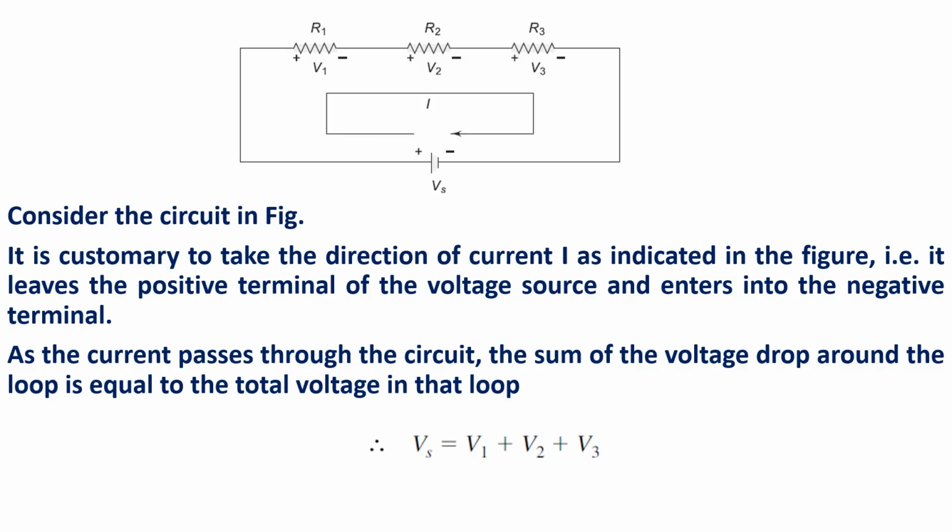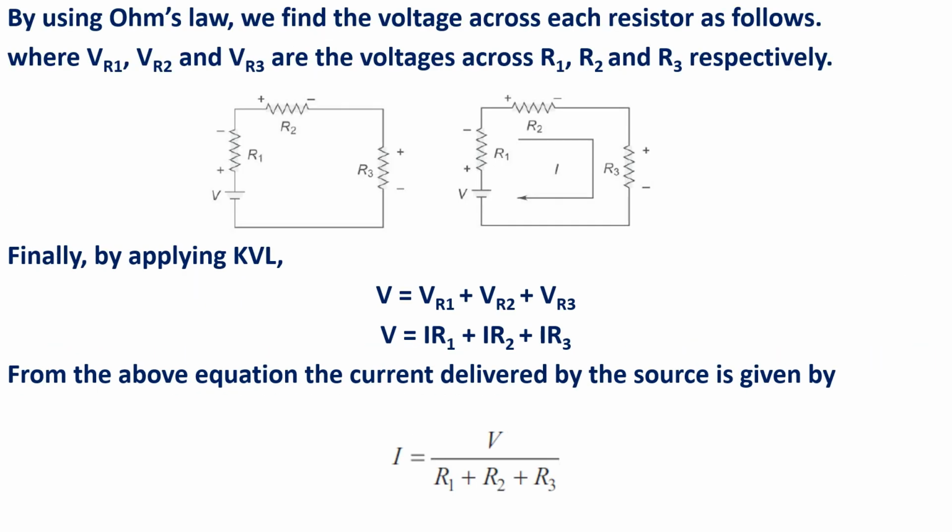Considering the circuit in the figure, it is customary to take the direction of current I as indicated in the figure, that is, it leaves the positive terminal of the voltage source and enters the negative terminal. As the current passes through the circuit, the sum of voltage drops around the loop is equal to the total voltage in the loop. Vs equals V1 plus V2 plus V3. By using Ohm's law, we can find the voltage across each resistor as follows, where VR1, VR2 and VR3 are the voltages across R1, R2 and R3 respectively.